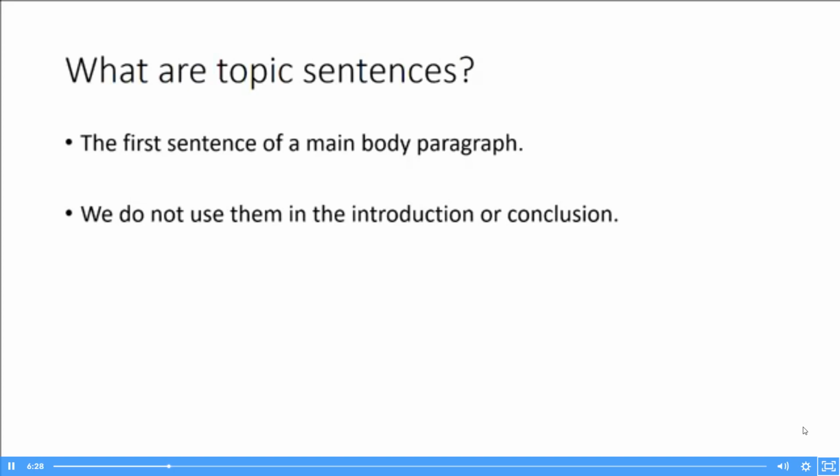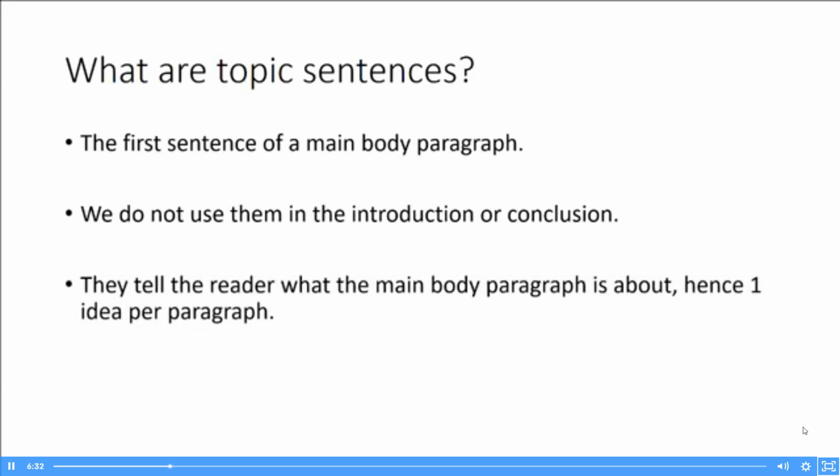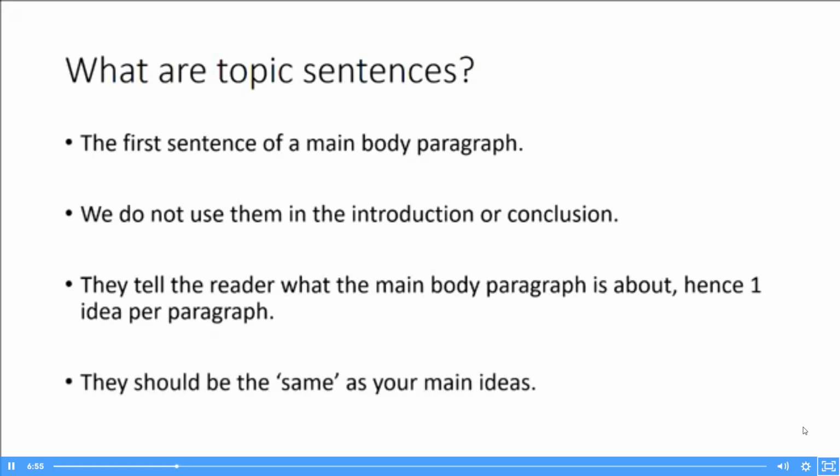A common question I get asked is, can we use multiple different ideas in one paragraph? No, because your topic sentence is going to say, this is the one thing that I'm going to talk about, so therefore you should have one idea. And they should be the same as your main ideas. So we're going to look at this in more detail, but you should look at the question, think about what your key ideas are, and then you're going to include those in your topic sentence. So let's look at that in a little bit more detail.